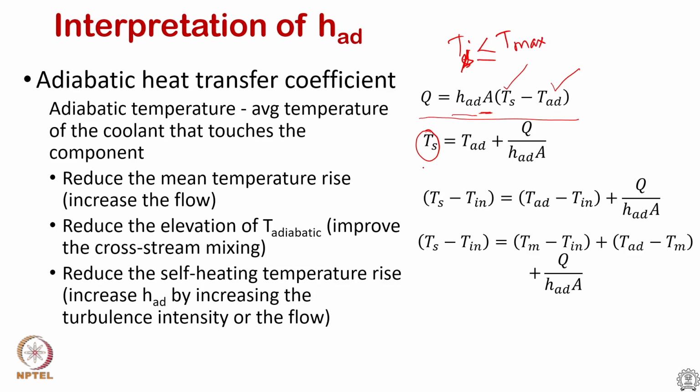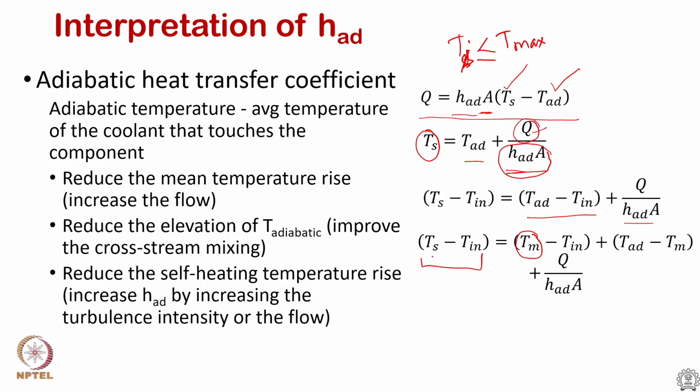So, now we rewrite in terms of surface temperature as T adiabatic plus the heat transfer rate, or the power dissipated by the device, divided by the adiabatic heat transfer coefficient times the surface area. We add and subtract the inlet temperature, which is the incoming air temperature, and we also add and subtract the mean temperature. So, you get three terms, the first being Ts minus Tin.